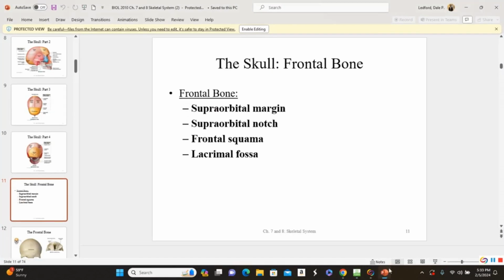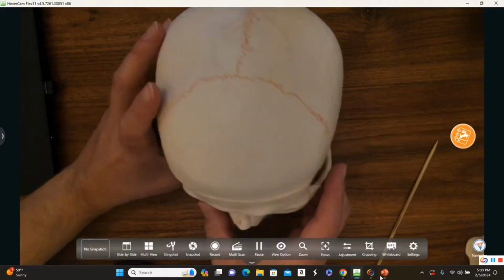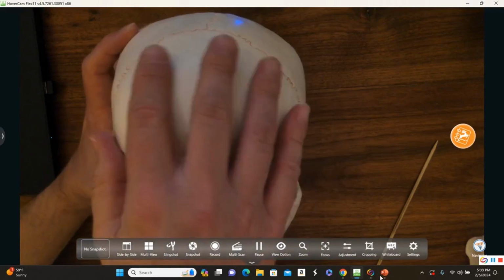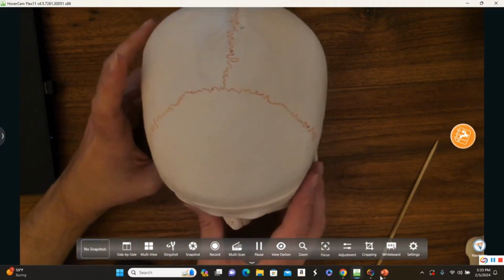That gets our frontal bone. So this is the frontal bone right here. Frontal bone. Okay, this being the frontal bone.